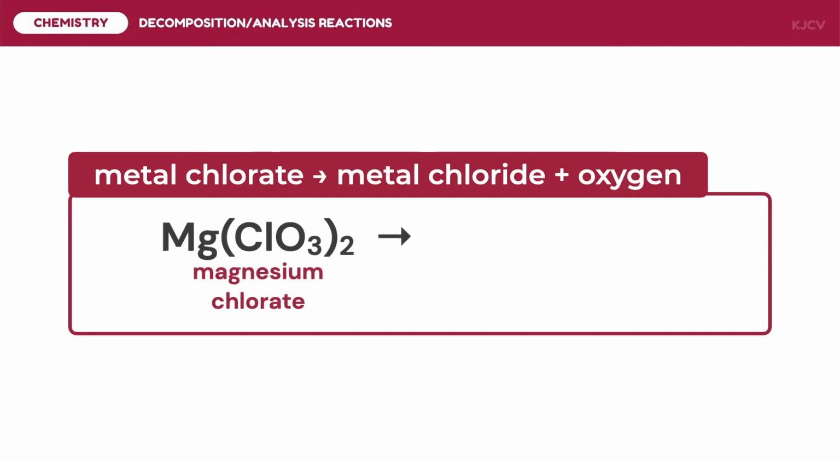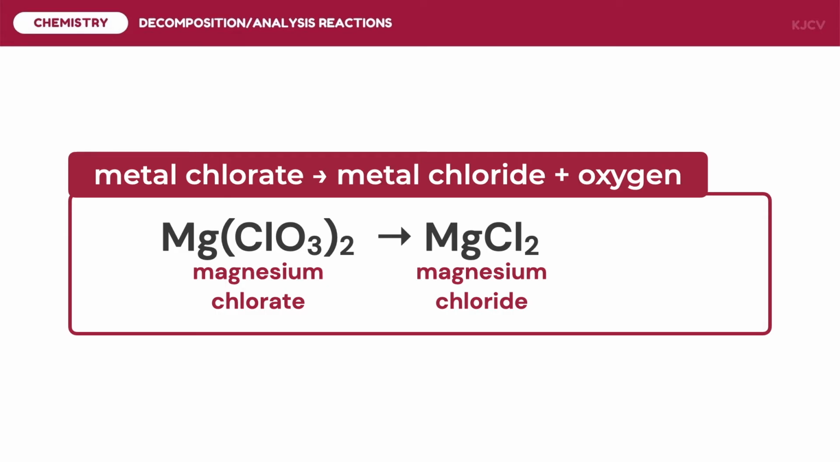For the second example, we have the decomposition of magnesium chlorate. For its metal chloride product, we need to identify the metal and its charge. Since magnesium is a type 1 cation belonging to group 2A, its charge is positive 2. It will be forming an ionic compound with chloride ion. Thus, we have MgCl2 or magnesium chloride.